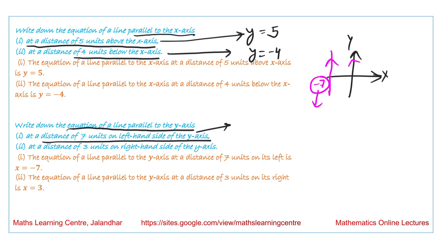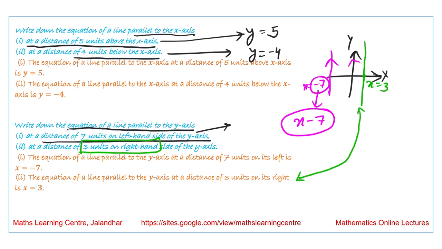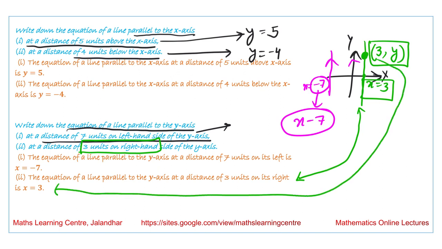So, what we obtain from this is that the value of x is equal to minus 7. And when we say at a distance of 3 units on the right hand side, at a distance of 3 units means x is equal to 3. This is the line we have. So, the equation of this line is x is equal to 3. For any point on this line, the value of x is fixed, it is 3, and the y coordinate can have any value. So, the equation of this line is of the form x is equal to 3.